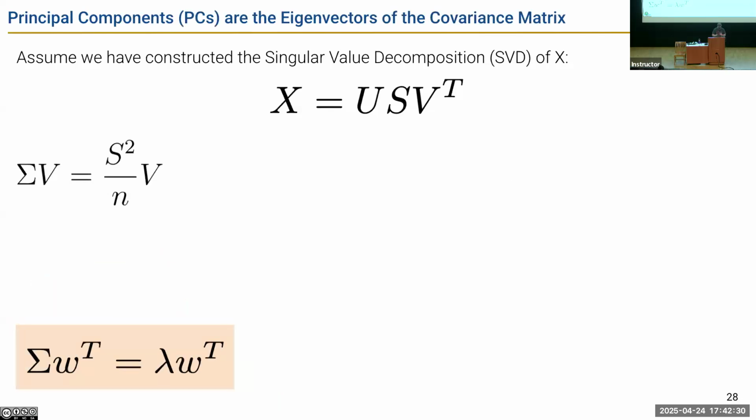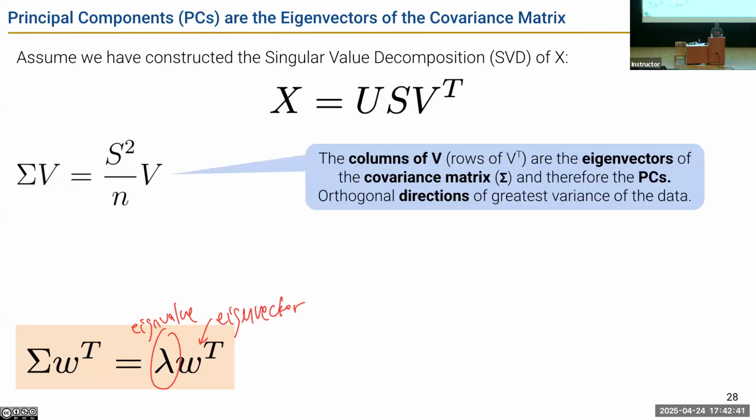It's the same as what we saw before. This lambda was an eigenvalue of the covariance matrix. W was an eigenvector of the covariance matrix. So it's the same idea here. The columns of V now are the eigenvectors of the covariance matrix, and so that means those are all the principal components. All of your principal components are hiding in the columns of V. The columns of V give you your principal components, okay? The directions of the greatest variance in the data that are all orthogonal.